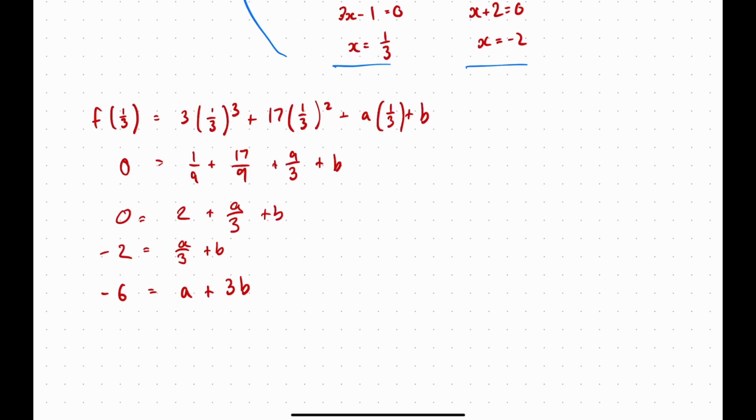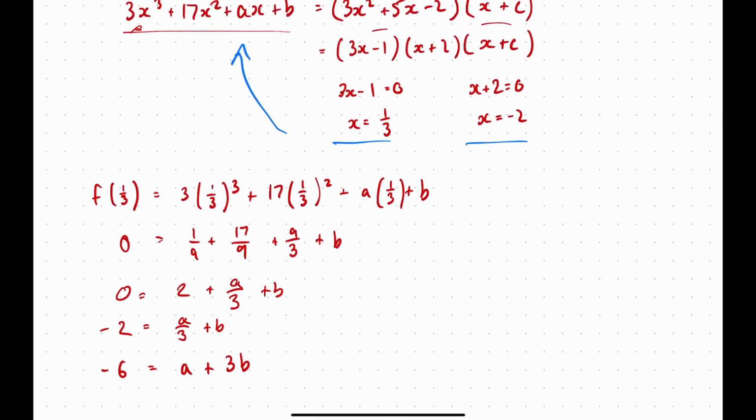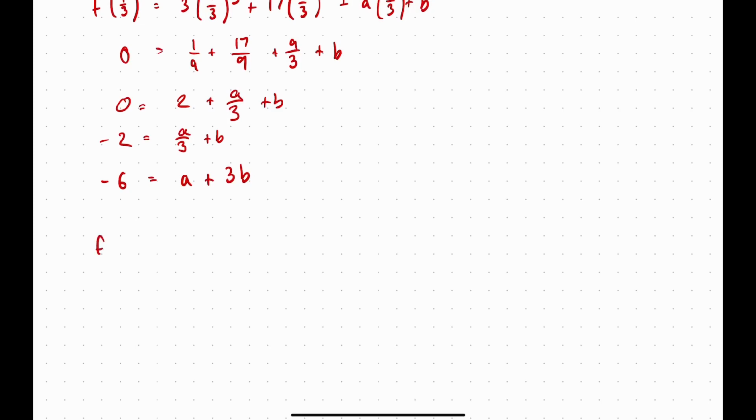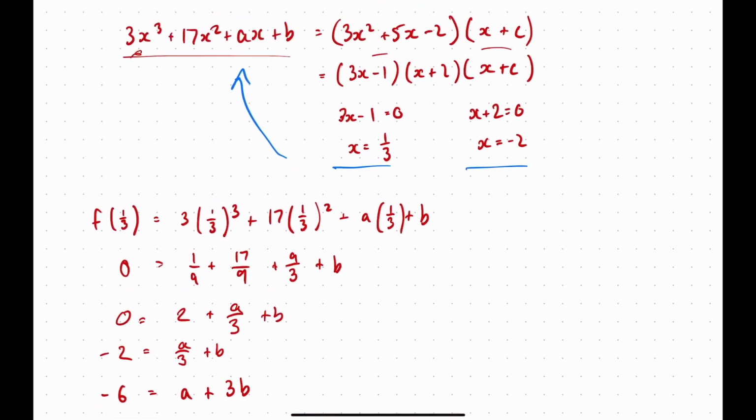Now I'm going to do the same thing but with minus 2. So let's say f of minus 2 is equal to 3 lots of minus 2 cubed plus 17 lots of minus 2 squared plus a times minus 2 plus b. Again, f of minus 2 should give the solution 0 if x plus 2 is a factor.